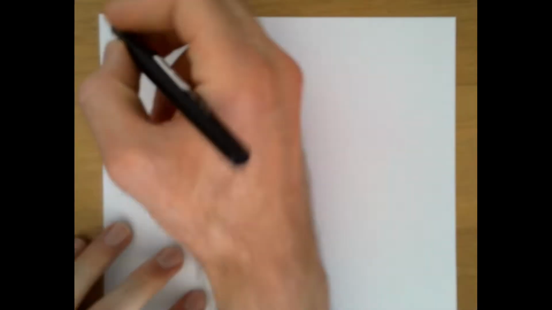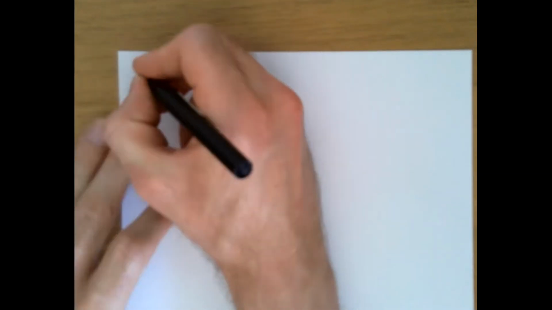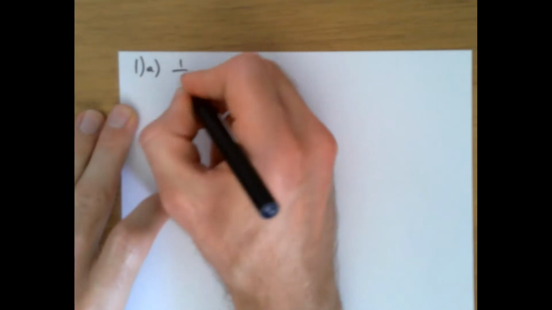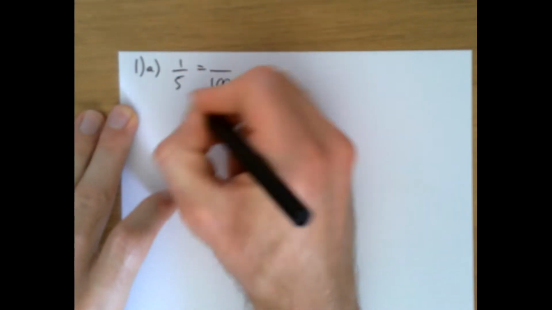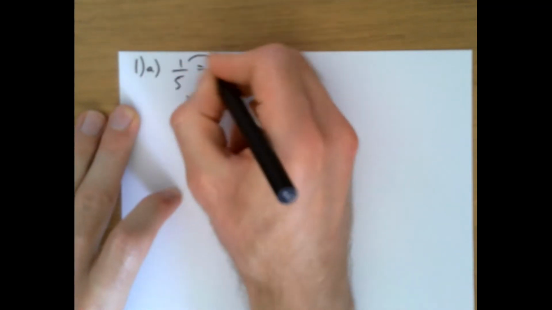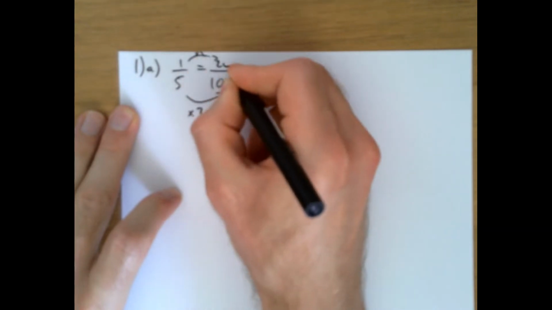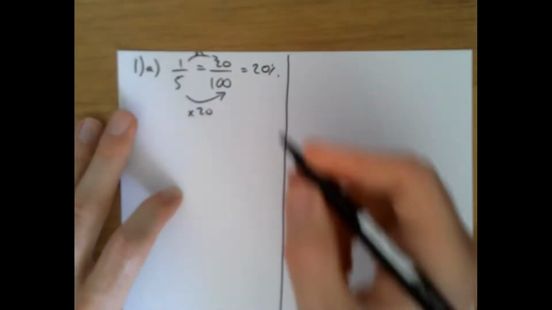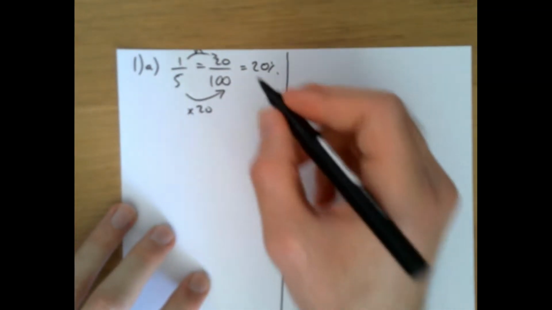Okay, so AQA paper 1, set 1, test paper. So the first question then, let's go through this. So 1A, what is a fifth as a percentage? Percentage is out of 100, so times the denominator by 20, and times the numerator by 20. 20 out of 100 is 20%. So our answer is going to be the one on the end.